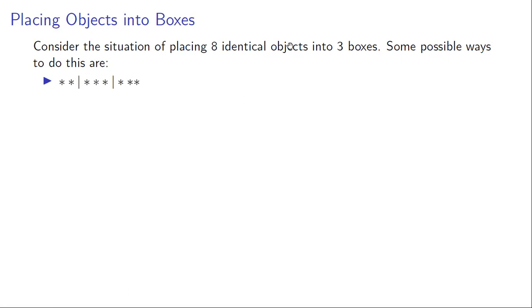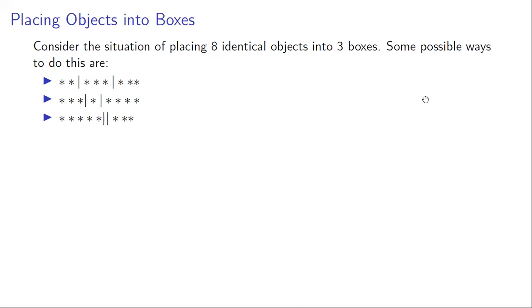So the lines are the separation between the boxes, and the stars are the objects. So I can put 2 stars in the first box, and then there's a separation for the next box. And then I can put 3 stars in the next box, and then maybe 3 stars in the last box. All right, so that's one possible way of doing this, right? So 2 in the first box, 3 in the second box, and 3 in the third box. Here's another possible way. Maybe I put 3 in the first box, then 1 in the middle box, and then 4 in the last box.